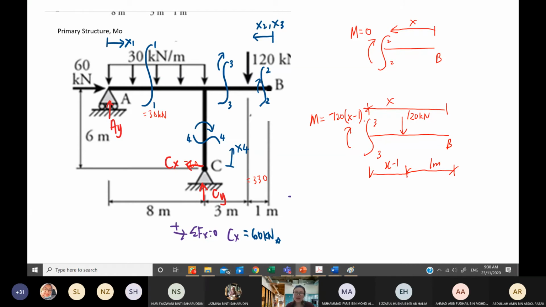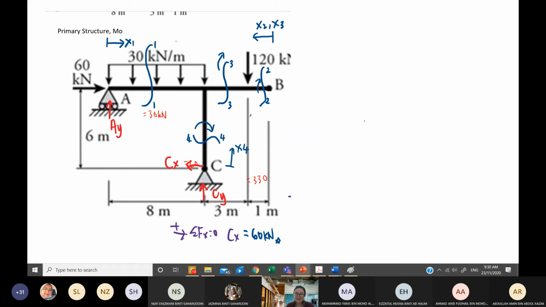Yes. Okay, so now we are going for 4. We're going to draw the free body diagram here. CY is 330, CX is 60, and we have a cut section here, and my X is this. So my moment is dealing with only 60. So will it be negative or positive, class? It is negative because it acts in the same direction as the moment. So it will be negative 60X. Okay, so you have done all your primary structure.